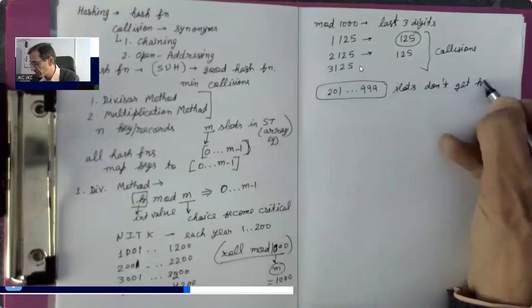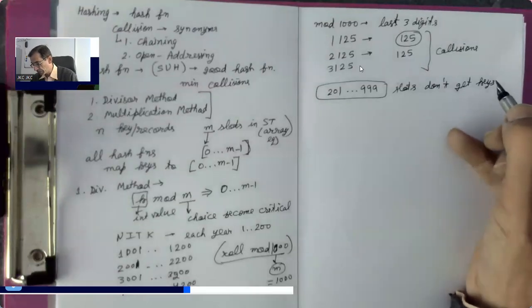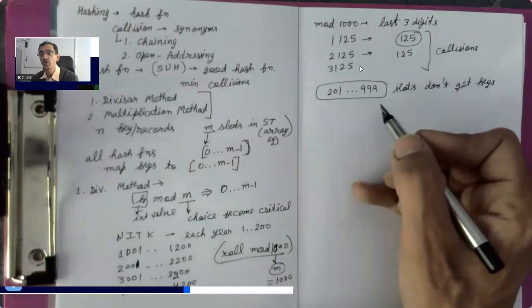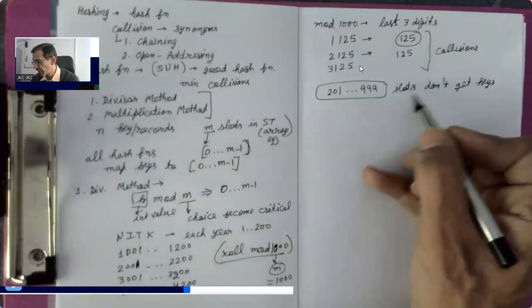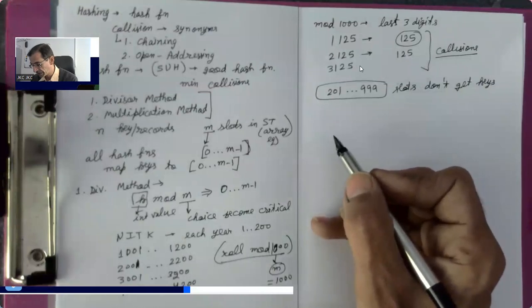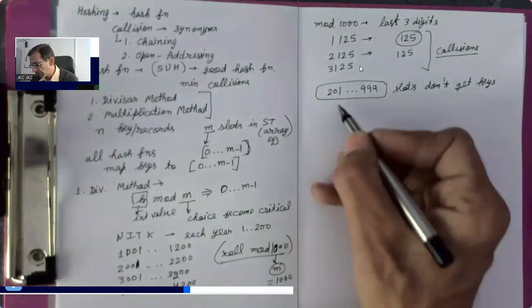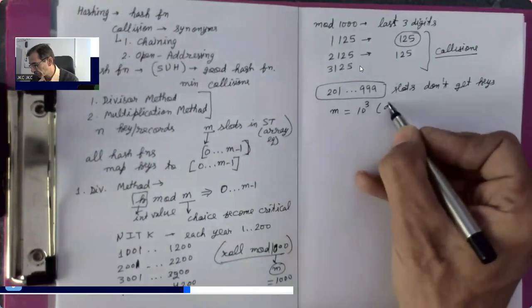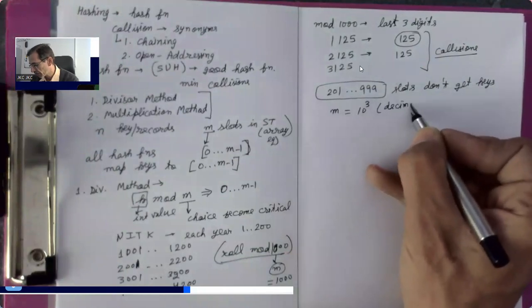Now, that means even if I have chosen M to be based on my total values, in this situation, the choice of M through this process led to a lot of collisions. Hence, the choice of M becomes very crucial, especially when M in this case was effectively taken as 10 raised to 3, in a decimal number system.